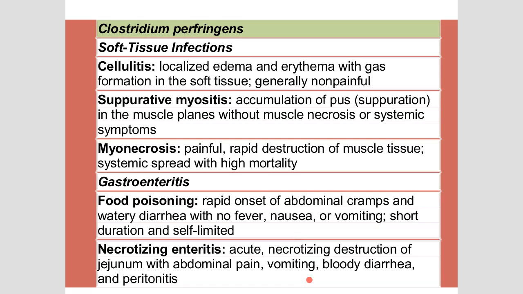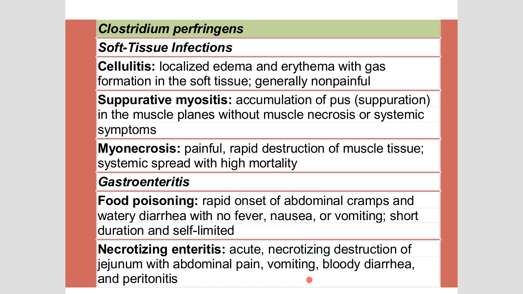Now, if you look at the disease they cause, especially Clostridium perfringens, very good table from your book: soft tissue infections and gastroenteritis. In soft tissue infection, we have cellulitis, suppurative myositis, and myonecrosis. Myonecrosis is very important because it's very painful. It causes rapid dissection of muscle tissue, and once it spreads systemically, it has a high mortality. We also call it gas gangrene, and that was very common in World War, especially in soldiers in the pre-antibiotic era, when there were no antibiotics.